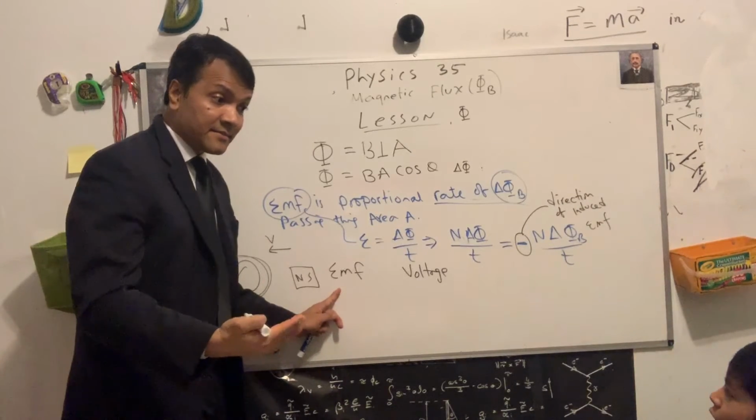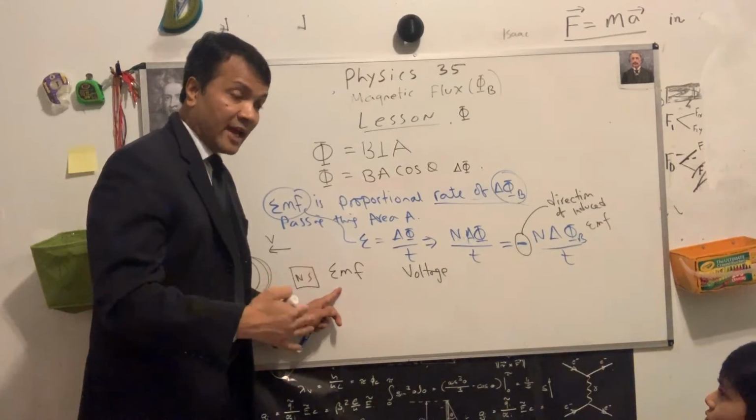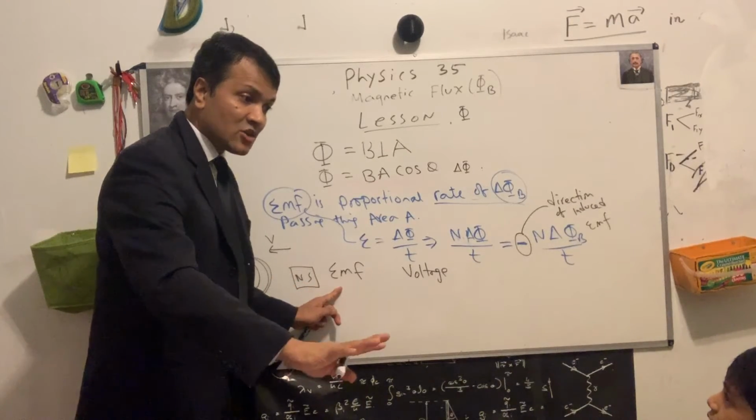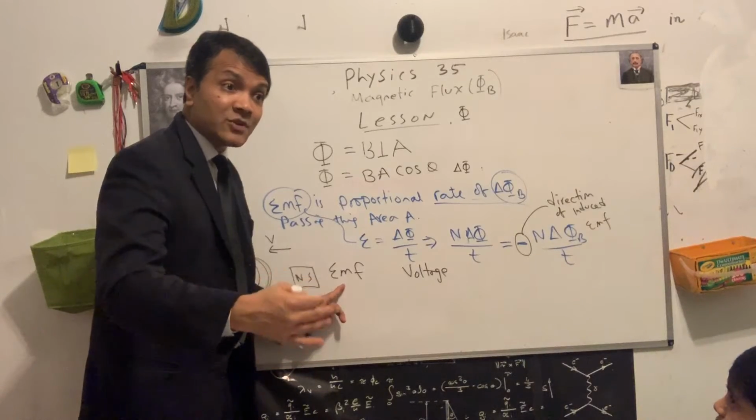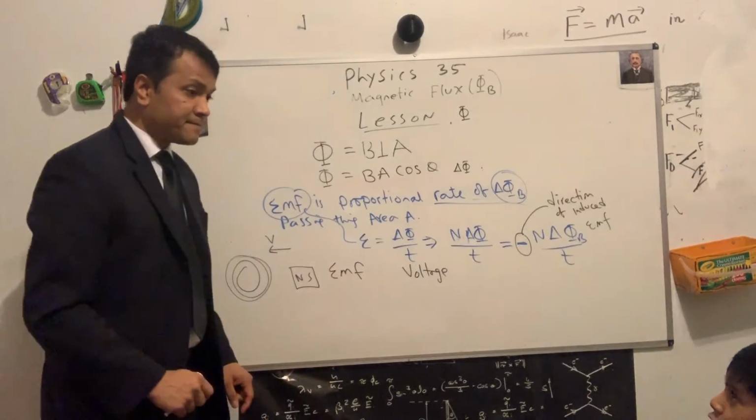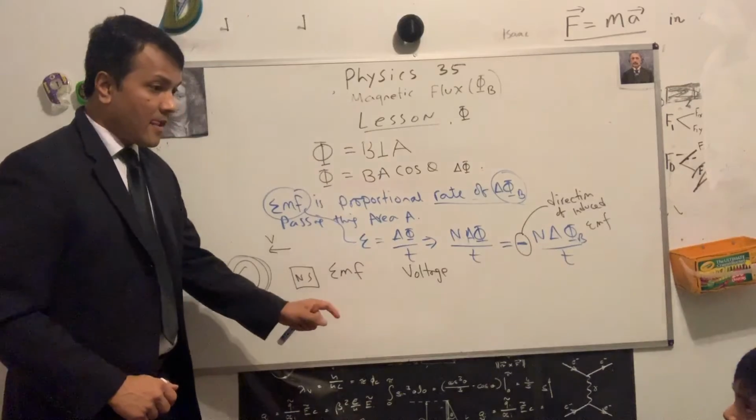EMF is the voltage. EMF can move the charges and then the charges can create induced current. I wish we had a copper swirl so we could demonstrate the two currents.